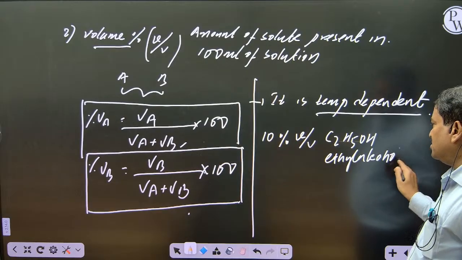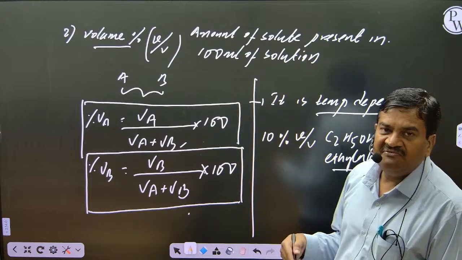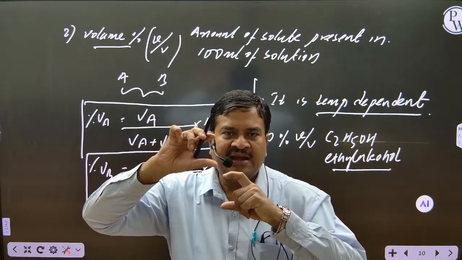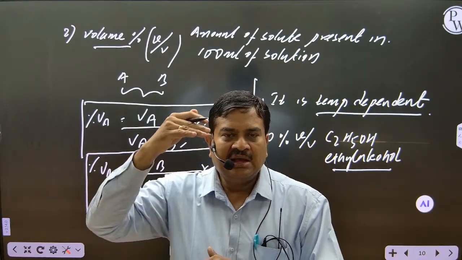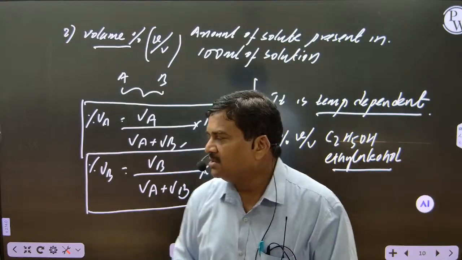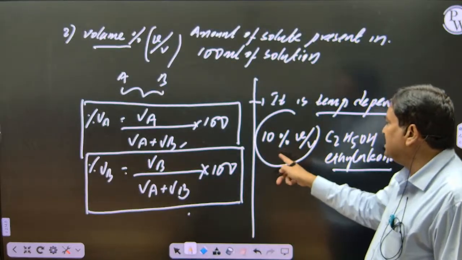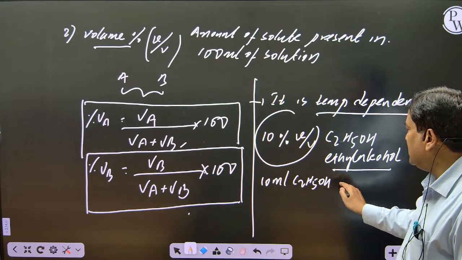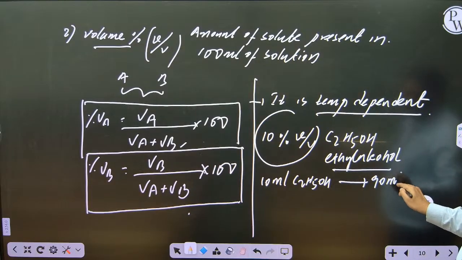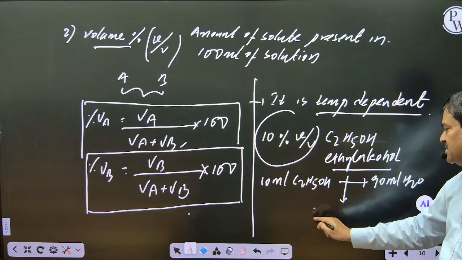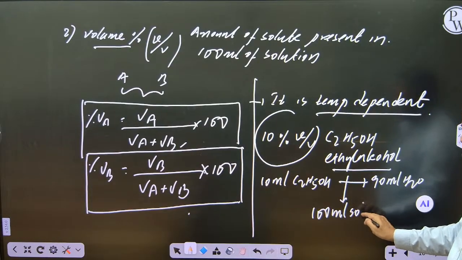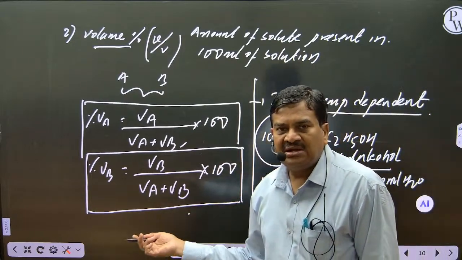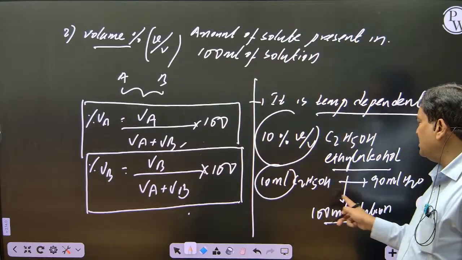So in textbooks they will represent it like this. What does 10% V by V mean? 10 ml ethyl alcohol I have taken. To that 10 ml, how many ml water have I added? 90 ml water we have added, to make it how many ml of solution? 100 ml of solution. So 10% V by V is nothing but 10 ml of ethyl alcohol added to 90 ml of water.